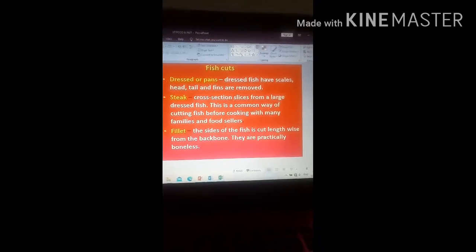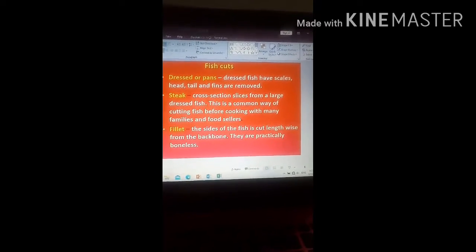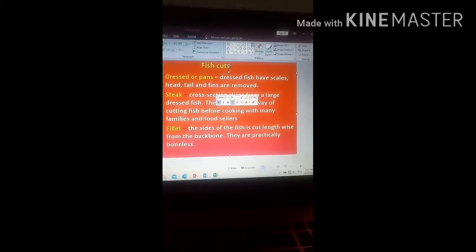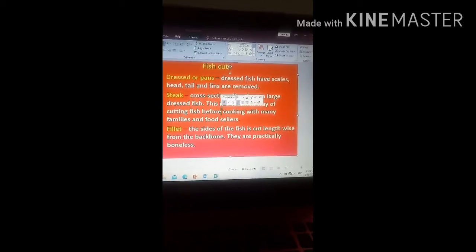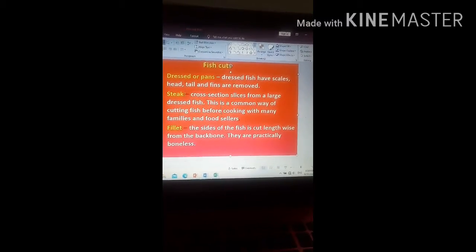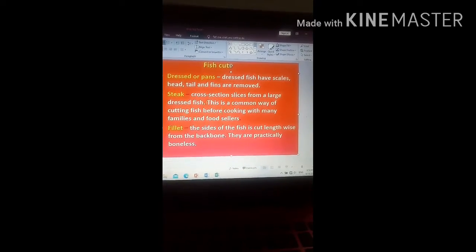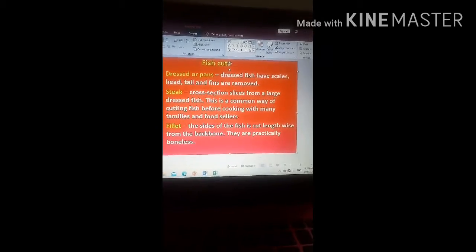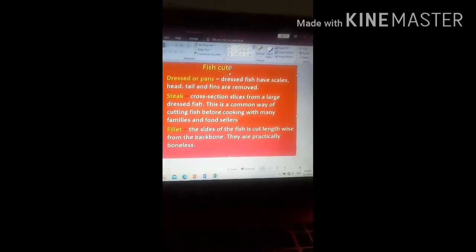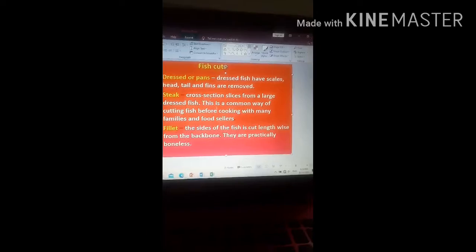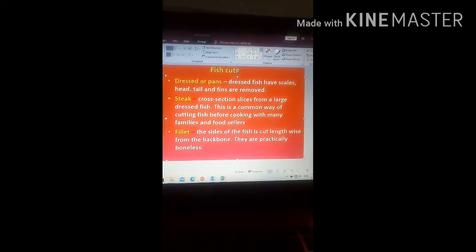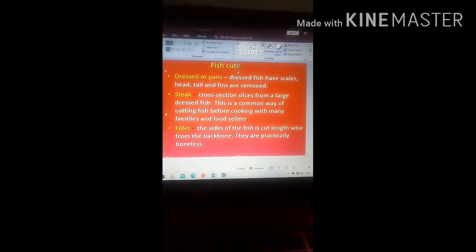Then the steak, a cross section of the fish, is sliced from a large dressed fish. This is common. That is, steak contains dressed fish. That means you first dress the fish, then you now cut the cross section. You slice it from a large dressed fish. This is a common way of cutting fish before cooking with many families and food sellers.